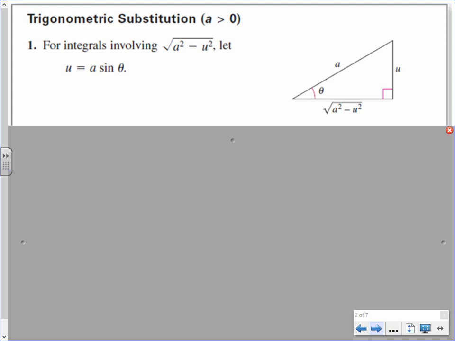Which one is the, oh, a is a constant? Is a constant? Yes.